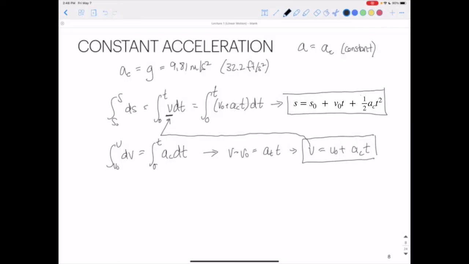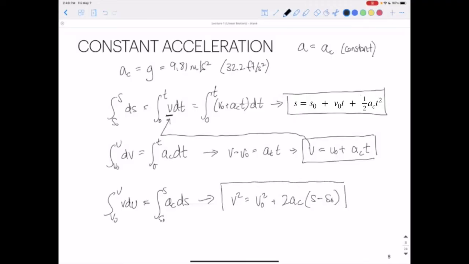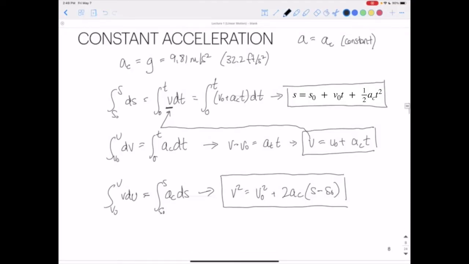And our last equation, equation 3, was the integral from v0 to v of v dv, which is equal to the integral from s0 to s of constant acceleration times ds. If we solve this and substitute in our equation for velocity, we get v squared is equal to v0 squared plus 2 times our constant acceleration times our change in position, s minus s0. So these are our three equations, 1, 2, 3, our three equations of motion for constant acceleration in one dimension.